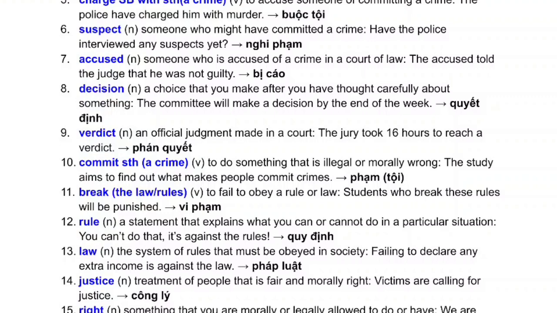13. Law. Law is the system of rules that must be obeyed in society. Example, failing to declare any extra income is against the law.